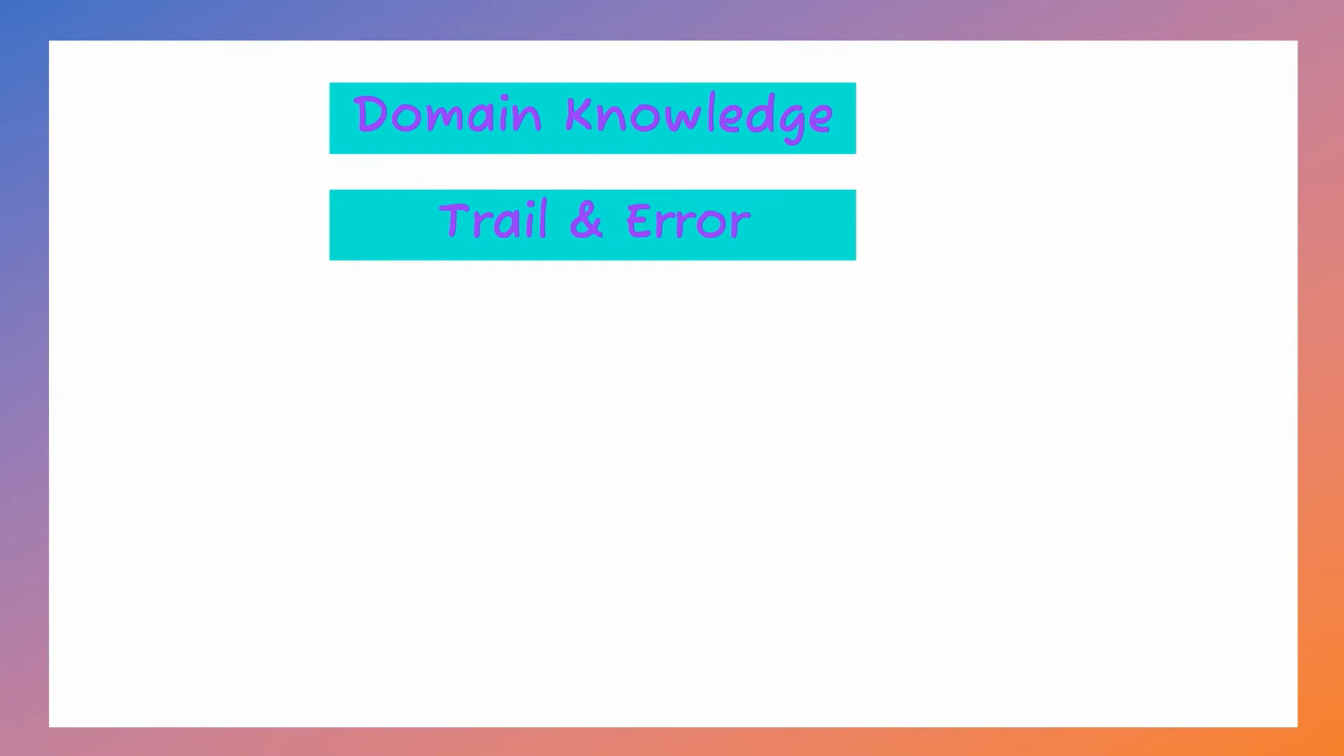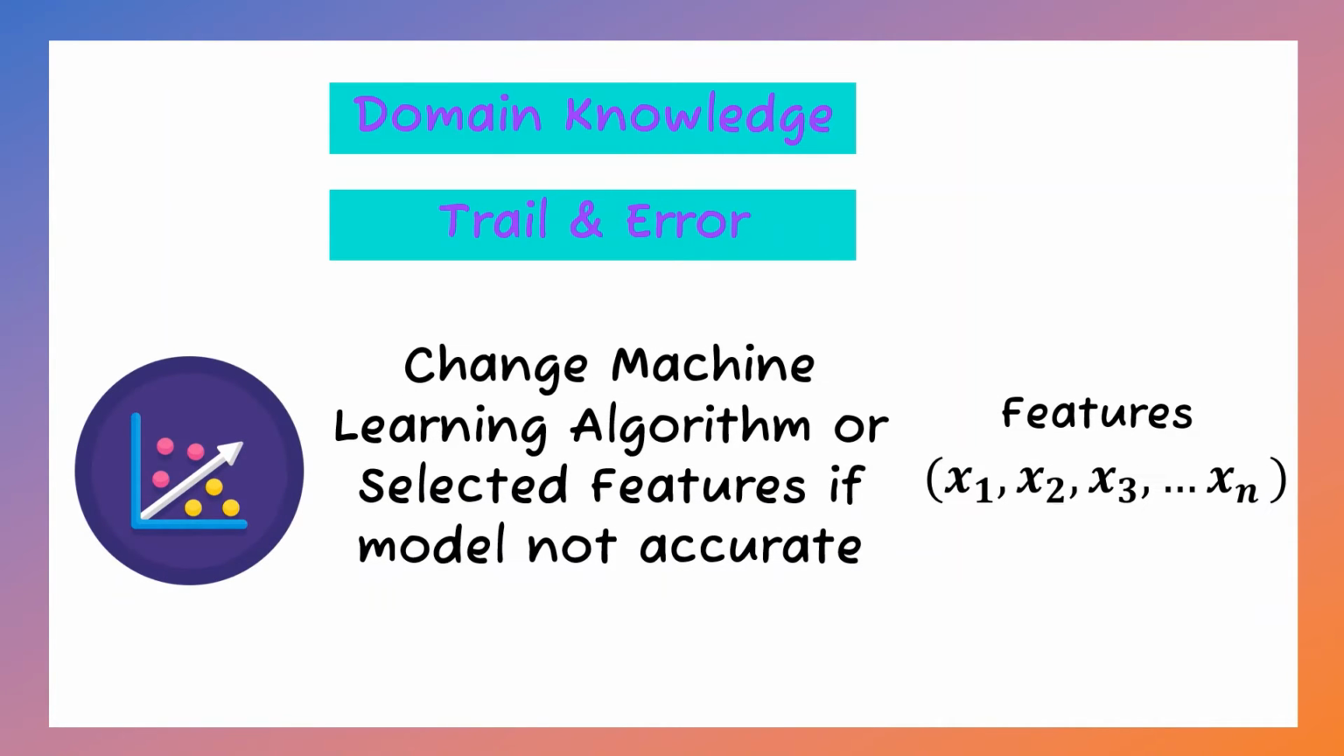Like most machine learning projects, our feature selection process is a combination of domain knowledge and trial and error. We make certain assumptions and, if correct, the resultant model is accurate when we test it. On the other hand, if the resultant model is not accurate, we need to go back to the drawing board and change the assumptions. It can be changing the machine learning algorithm or changing the selected features.